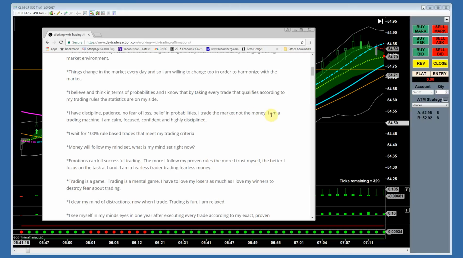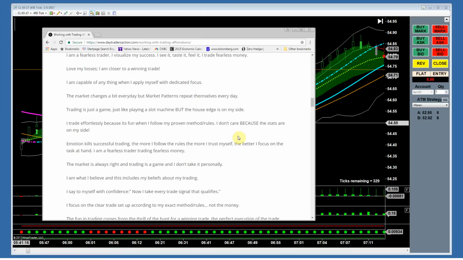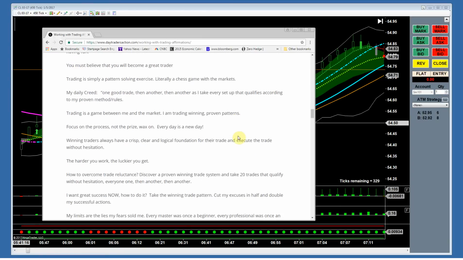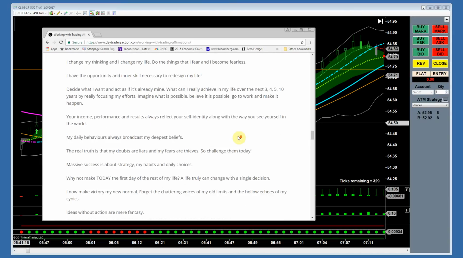I trade the market not for the money. I'm a trading machine. I'm focused, confident, highly disciplined. You're going in there and popping out those trade signals as they show up. And I wait for 100% rule-based trades that meet my criteria. So just real quickly, I wanted to show you that I've created a massive, wonderful library that I've collected over the years of trading affirmations. You'll notice it if you're familiar with Anthony Robbins' work, who I love.